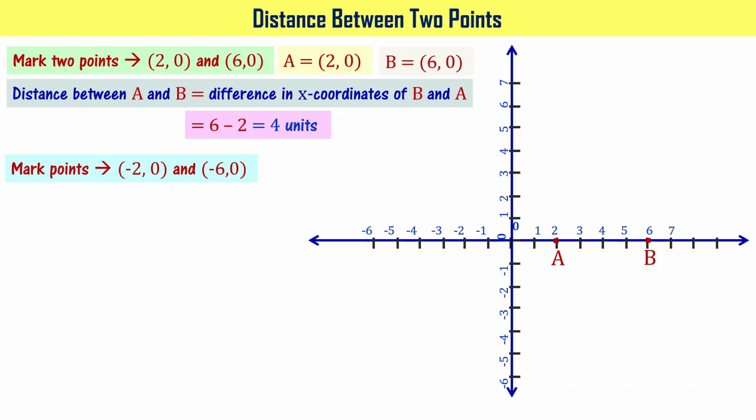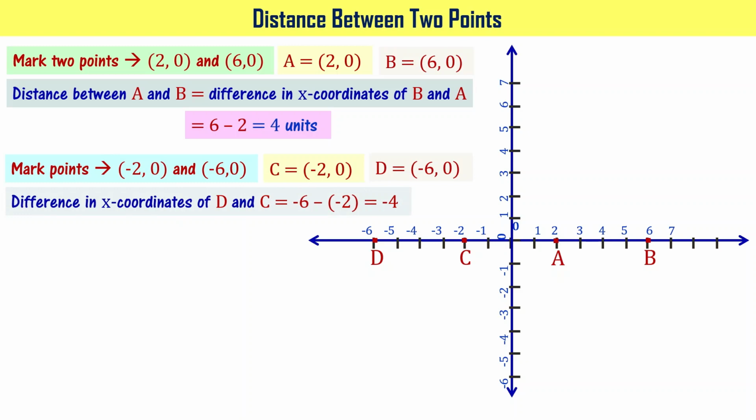Now let's mark two more points. Minus 2 comma 0 denoted using C and minus 6 comma 0 denoted using D. As you see here, the difference in x coordinates of D and C can be written as minus 6 minus of minus 2, that is equal to minus 4, right? And as you see from the figure, length of line segment CD is 4 units, right? You can see this. From here to here, if you count, the length of line segment CD is 4 units, right? Whereas the difference in x coordinates has come as minus 4.